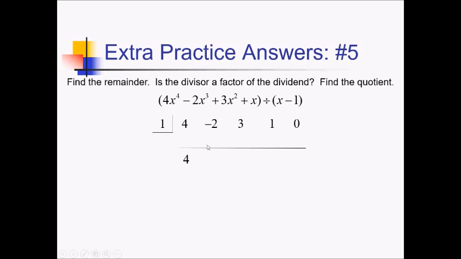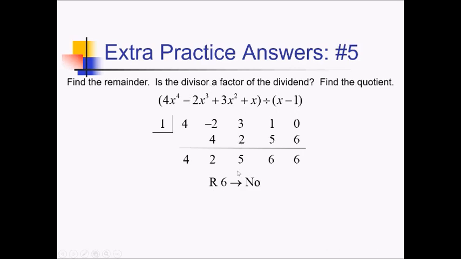So 1 times 4 is 4. Now I'm going to add these top two rows, and that's going to give me the rest of the numbers in the bottom row. So -2 plus 4 is 2. And then 1 times 2 is 2. 3 plus 2 is 5. 1 times 5 is 5. 1 plus 5 is 6. 1 times 6 is 6. 0 plus 6 is still 6. And then this last number is my remainder of 6. Since that's not 0, that means x minus 1 is not a factor of this other polynomial.